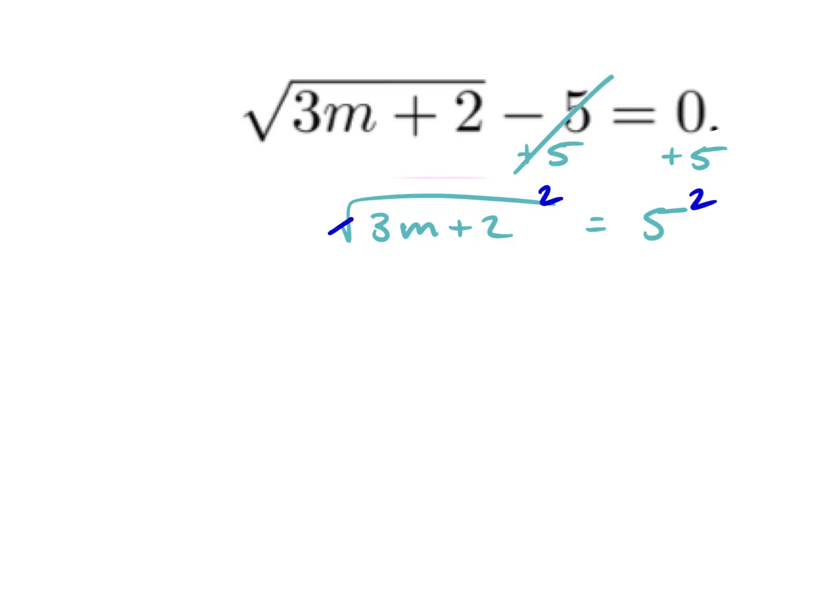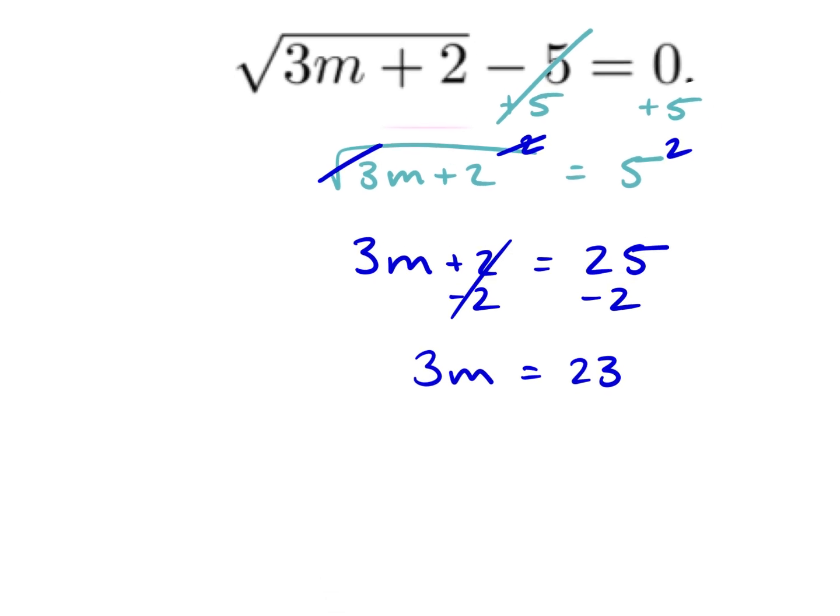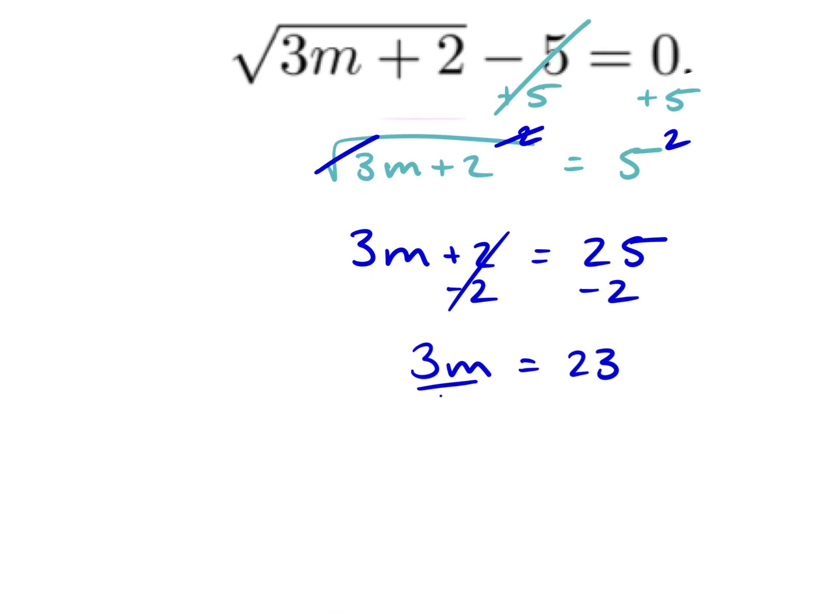Square both sides, so it'll cancel out with the square root. So we have 3m plus 2 equals 25. What's next? Subtract 2. So 3m equals 23. And then what? Divide by 3. So m equals, does 3 go into 23? Can we simplify our fraction? Nope, so we'll just leave it as 23 over 3.